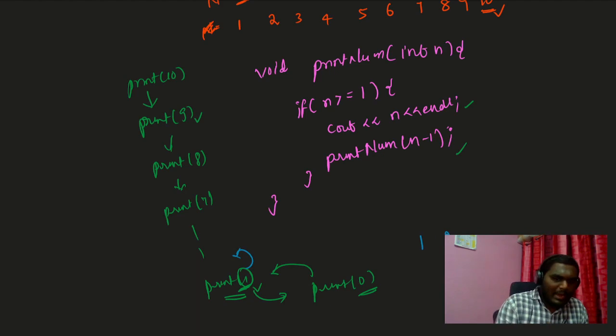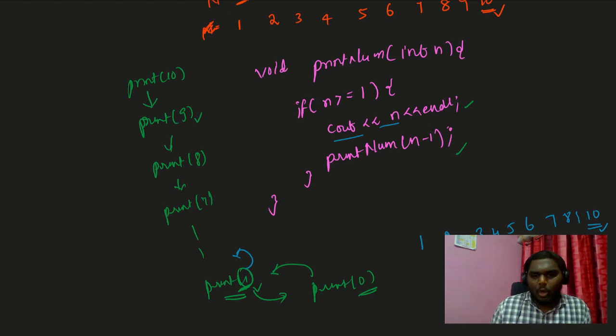Then you are going back and you are printing the next line. So that next line is cout n. So you are printing that 2. Then 3, 4, 5, 6, 7, 8, 9, 10. So after making 10, it will directly go to the main function, wherever it has been called. Okay, so this works.